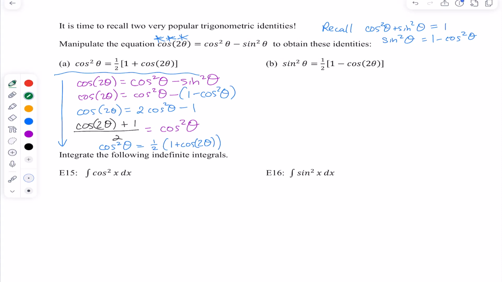I recommend that you do a similar process for this equation here. You could pause the video and try this yourself, and then you could unpause the video and check your answer later.